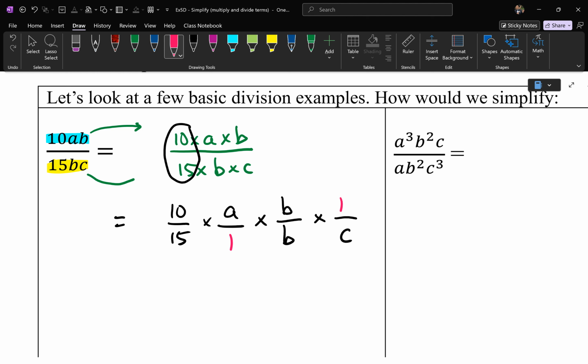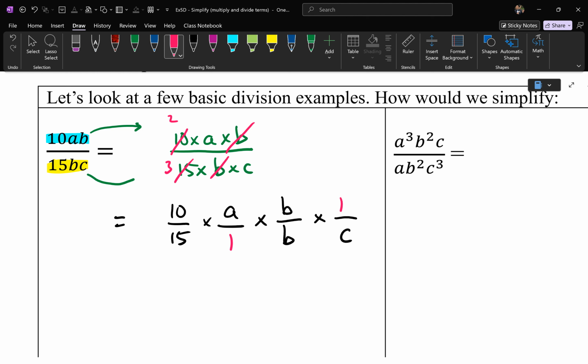Whereas most teachers normally teach it, they simply teach you to go, B's cross out, 10 and 15 is 2 and 3, and then your answer is 2A over 3C. Okay, I know that's quicker, but that's where the mistakes happen by the time I teach 9s, 10s, and 11s. So I want you to see where the logic comes from. It always has to be a times. No plus in between. Yeah?